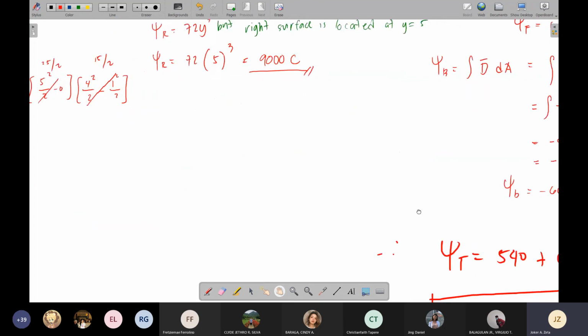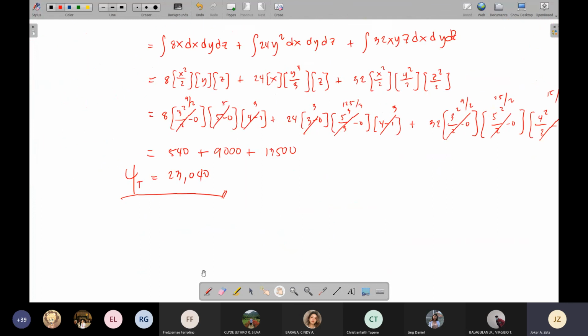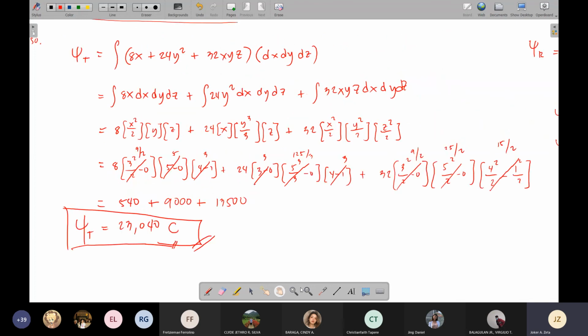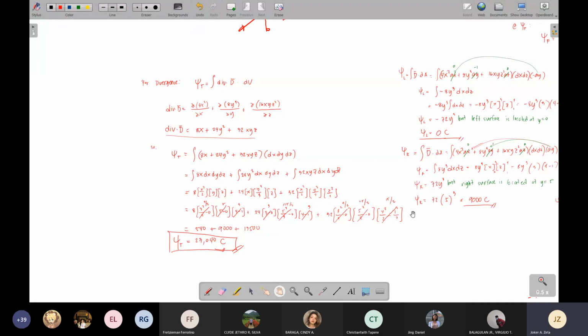Is it the same? Yes, 23,040 coulombs. Okay? So, a different method, but the same answer. Sir, the answer is shorter. The divergence is shorter, sir.